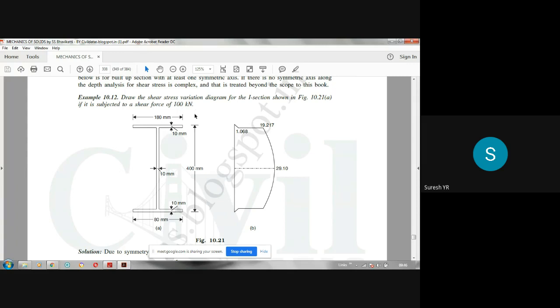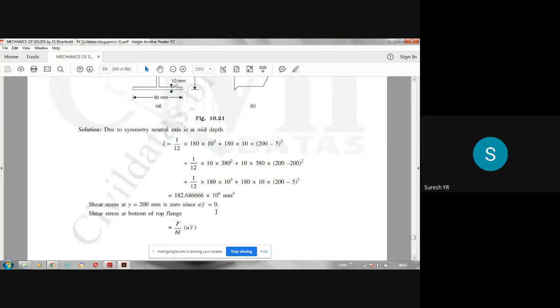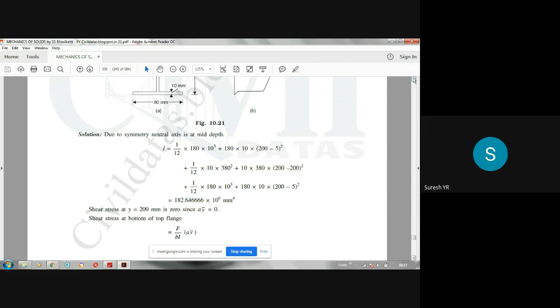F is 100 kilonewton here. So 100 kilonewton means 100 into 10 power 3 Newton. Then the I value we have found out, 182.64 into 10 power 6 millimeter to the power 4. That is the I value. So in this formula, F divided by B into I, times A y bar, F is constant, I is constant. B and A y bar will change. Let us see how it changes.